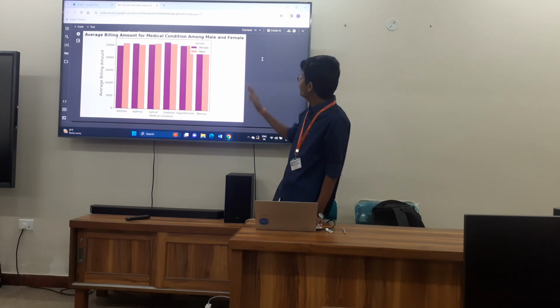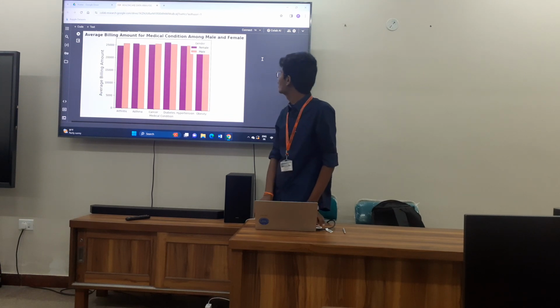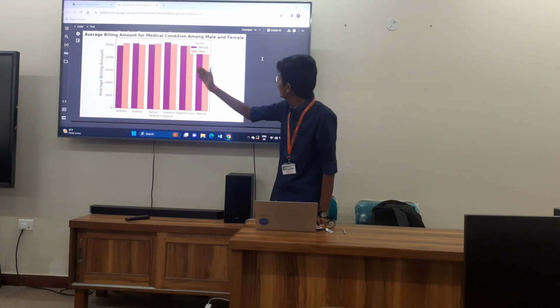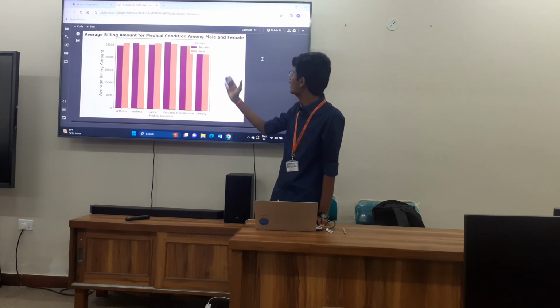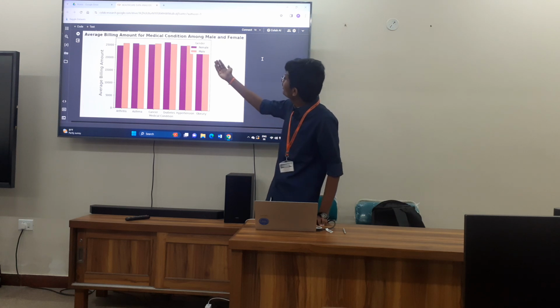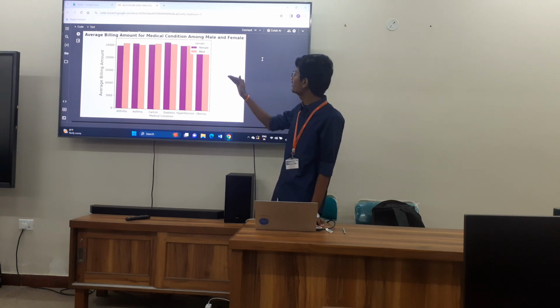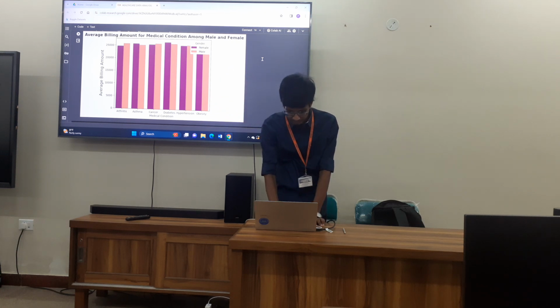And this is the plot of average billing amount of medical conditions among male and female. You can see the arthritis distribution among male and female. Around 25,000 is paid by females, and a slightly greater amount than 25,000 is paid by males.